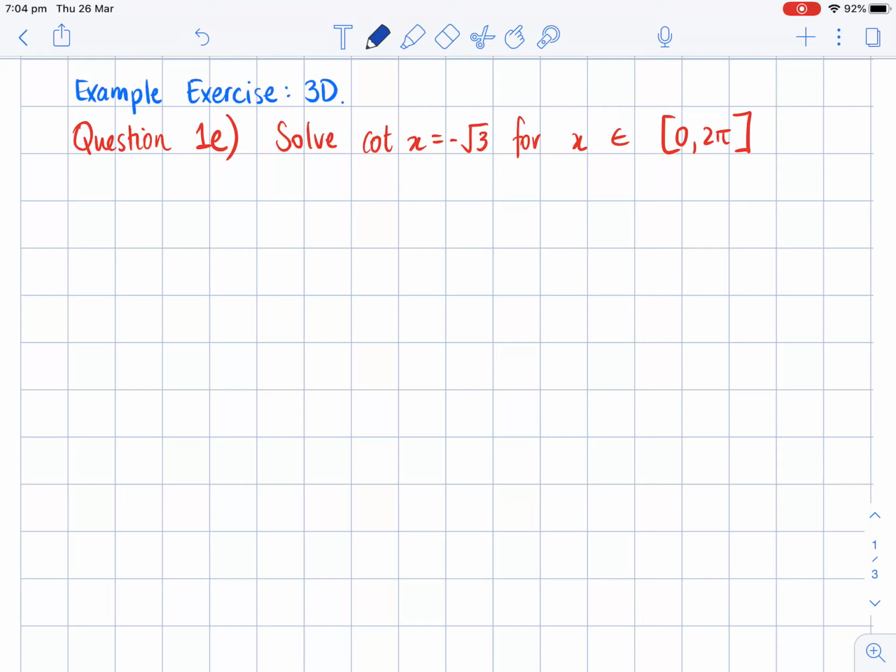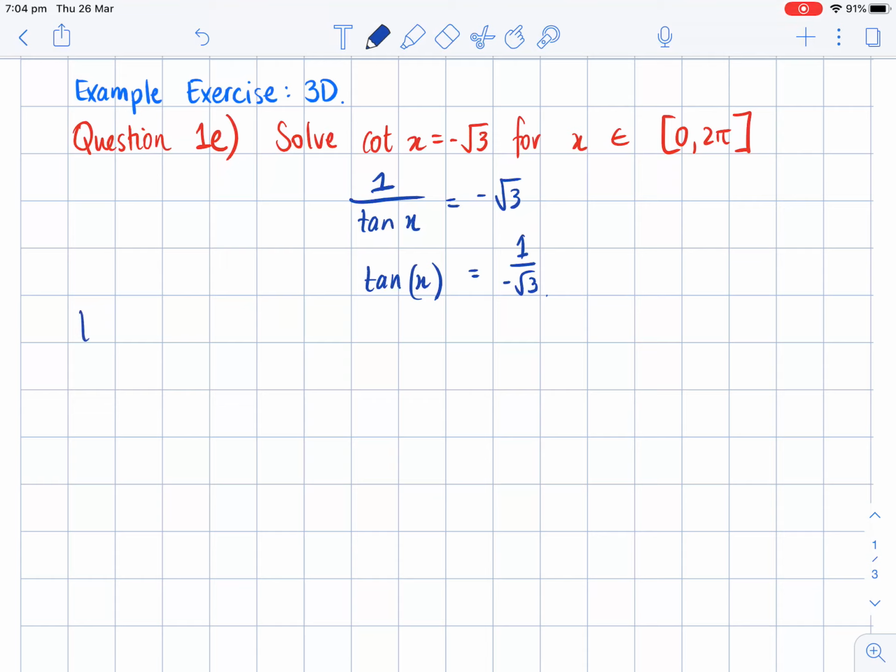Let's have a look at this one, which is cot. Now I'm going to solve this two different ways. I'm going to use the general formula, and I'm also going to use what we've probably done in methods. So the first thing I'm going to do is write cot as 1 over tan x, and that equals negative root 3. And then I can say, all right, tan x is equal to 1 over negative root 3.